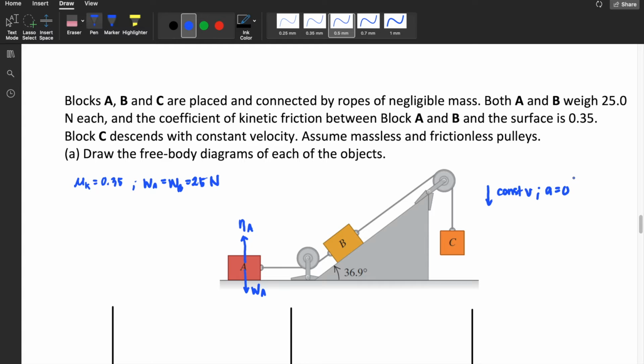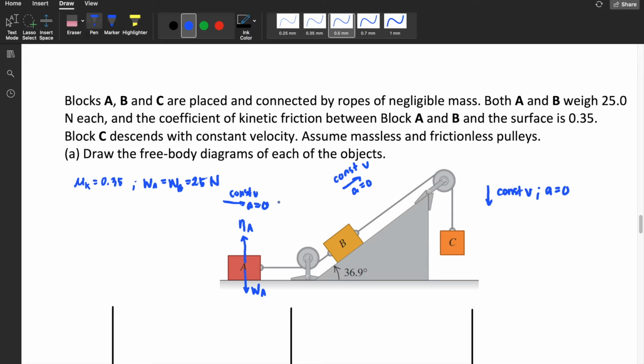Okay. Since it moves downward, and the three are connected, block B is moving towards the right. It is slanted, yes, but although it is slanted, you'll treat it as a horizontal motion. So with constant velocity, the acceleration is equal to 0. Here, the velocity is constant, so still the acceleration is equal to 0.